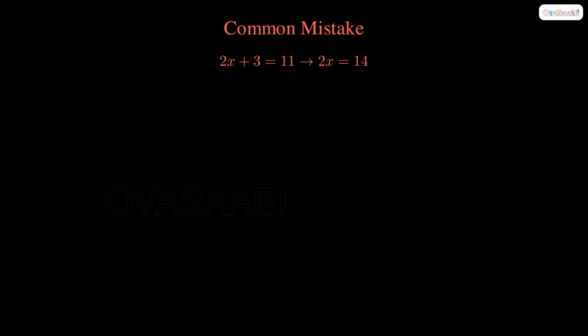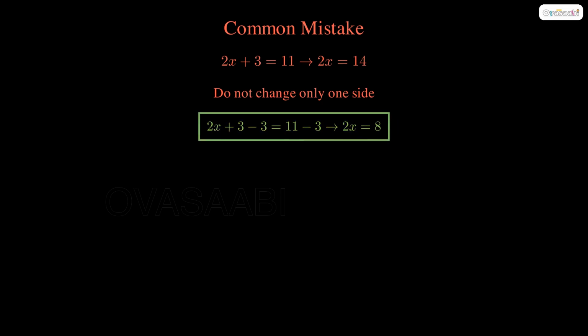Many students get this wrong by adding 3 instead of subtracting 3. Students often confuse moving a term with changing only one side.